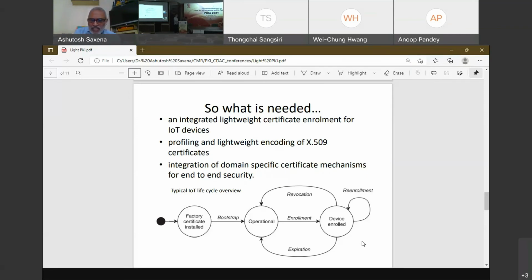So a small life cycle, just hypothetically, I have created, where the factory certificate is installed, bootstrapping information, certificate revocation, expiration, re-enrollment, etc. Possibly the diagram could be much more complex. A small hypothetical diagram is presented here at this moment. So the need of the hour is to have a PKI which is lightweight. Why lightweight? We have already seen that. But what could be the constituent of the lightweight is that it can enroll those certificates properly and can re-enroll with the computing devices required for those domains.